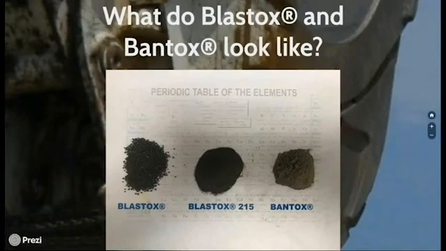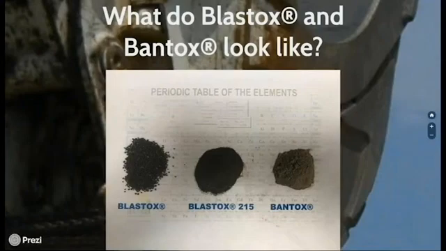The middle product there, Blastox 215, if you look around the perimeter of that pile, you can almost see pepper-like flakes. This is a material that is primarily used for soil application. And then on the right, you can see it's a very powdery material that's more used for injecting into ventilation systems so the small particle can be entrained.